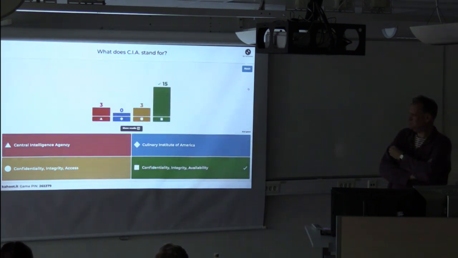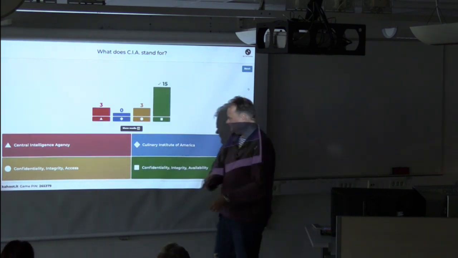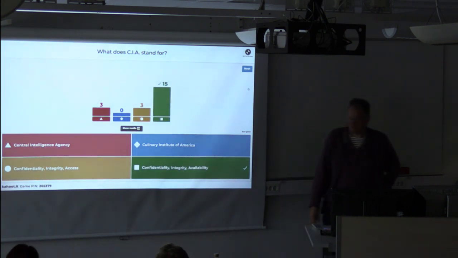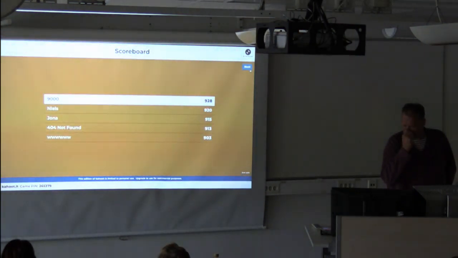Okay, good. Well, I guess a few were a little quick with the access there, otherwise it's correct. But it's not, well, it is the CIA, but it's not in this term. 9,000, so it's ISO qualified. Okay, next question.